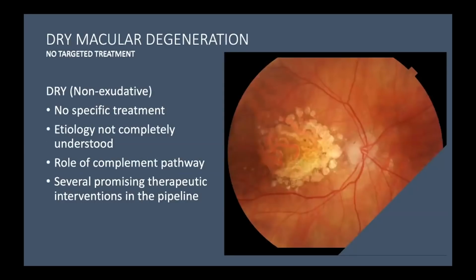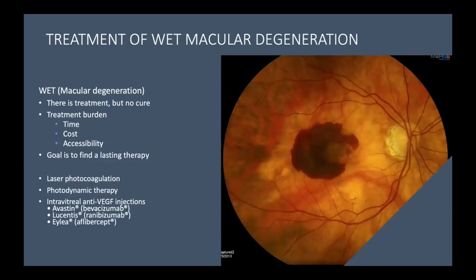So as I said before, unfortunately, we don't yet have a targeted treatment for dry macular degeneration. The etiology is not completely understood, although there's increased understanding in the role of the complement pathway of the immune system. And there are several promising therapeutic interventions in the pipeline. With wet macular degeneration, there is specific treatment, fortunately. It is not a cure, and it does require ongoing therapy.